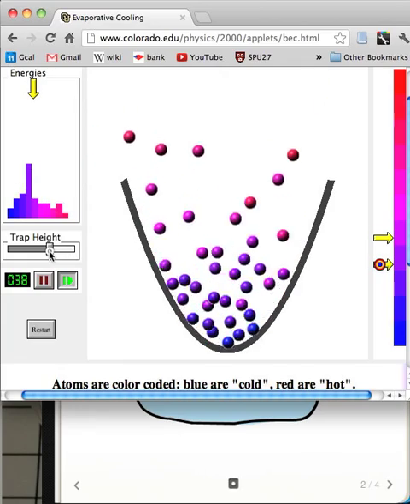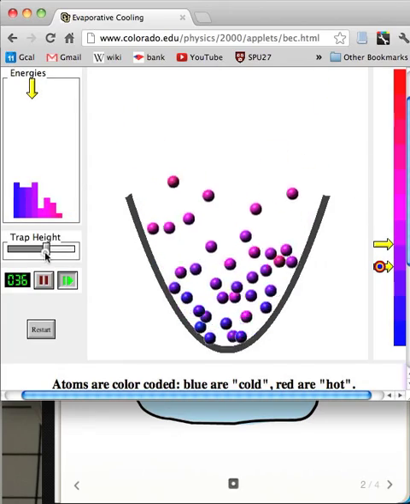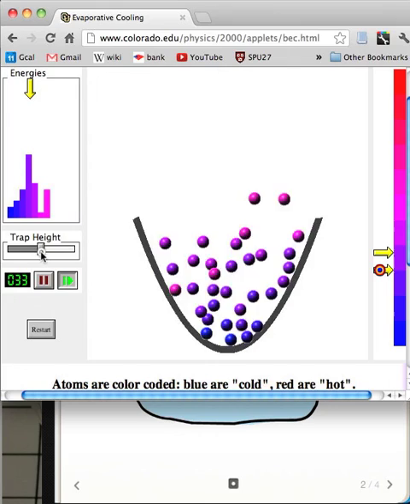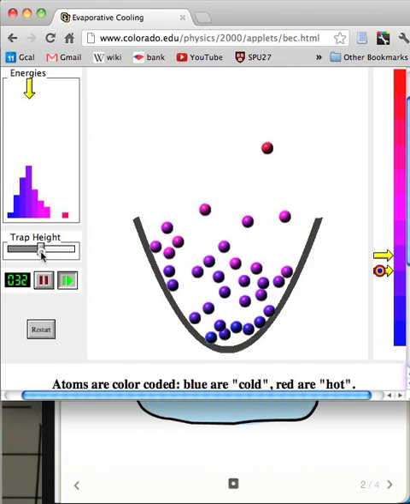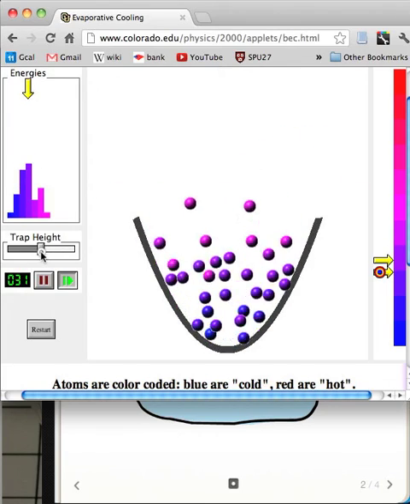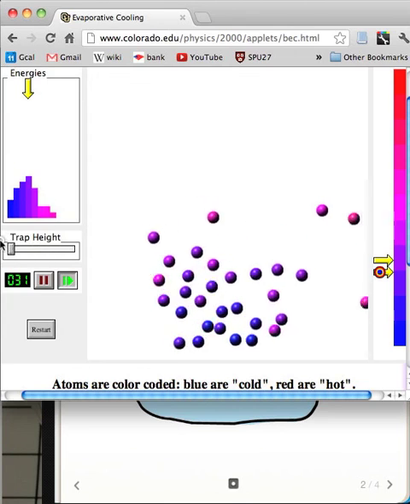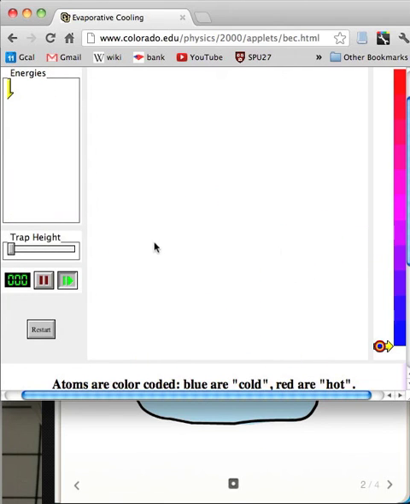These guys are leaving, and it's kind of fun to play with it and watch the temperature go down as things evaporate, or you can get sick of this whole business and just get rid of all the particles too, and be done.